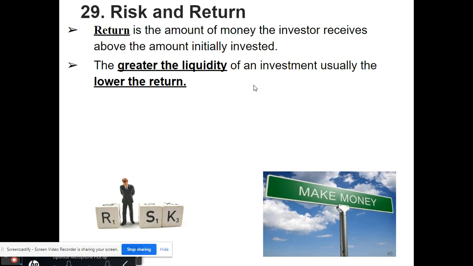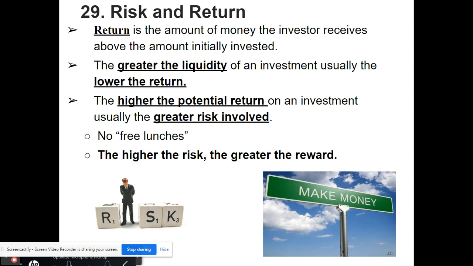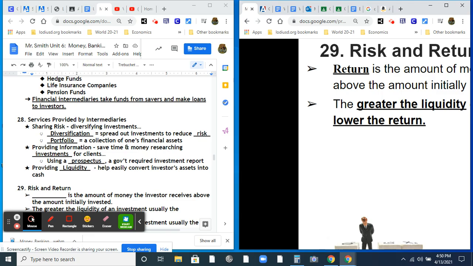Okay, basically, the more it's soft money, they usually get a lesser return. The higher the potential return on investment, usually the greater the risk involved. So, like, that's where the saying "no free lunches" comes from. Because the higher the risk, the greater the reward. But with the risk becomes the potential of losing it all. It's not like you're just perfect just because you make a risky investment.